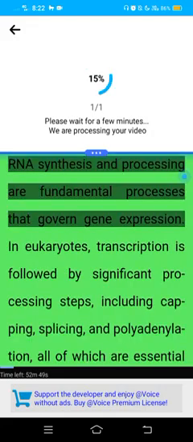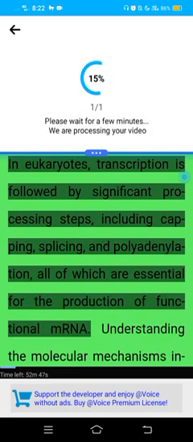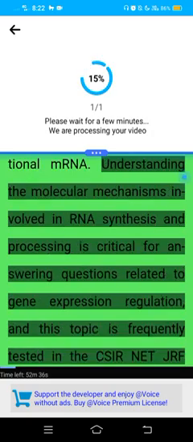Conclusion. RNA synthesis and processing are fundamental processes that govern gene expression. In eukaryotes, transcription is followed by significant processing steps, including capping, splicing, and polyadenylation, all of which are essential for the production of functional mRNA. Understanding the molecular mechanisms involved in RNA synthesis and processing is critical for answering questions related to gene expression regulation, and this topic is frequently tested in the CSIR NET JRF Life Sciences exam.